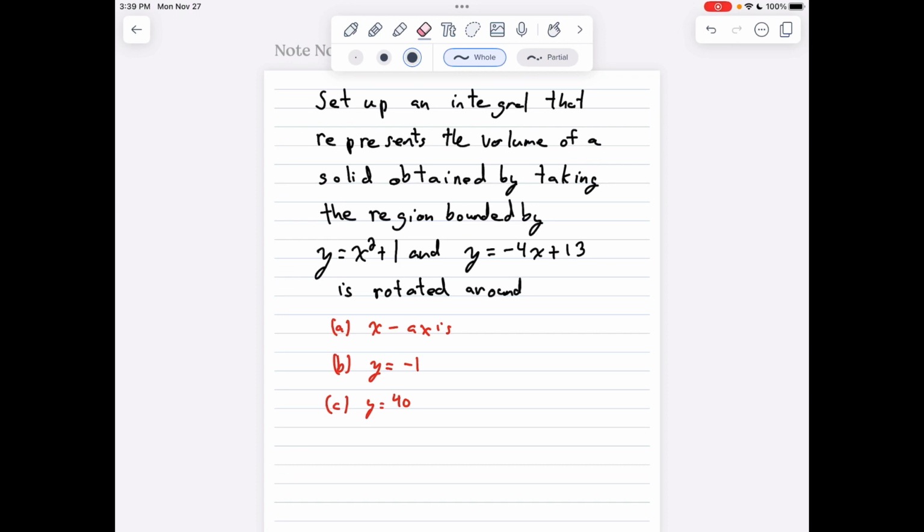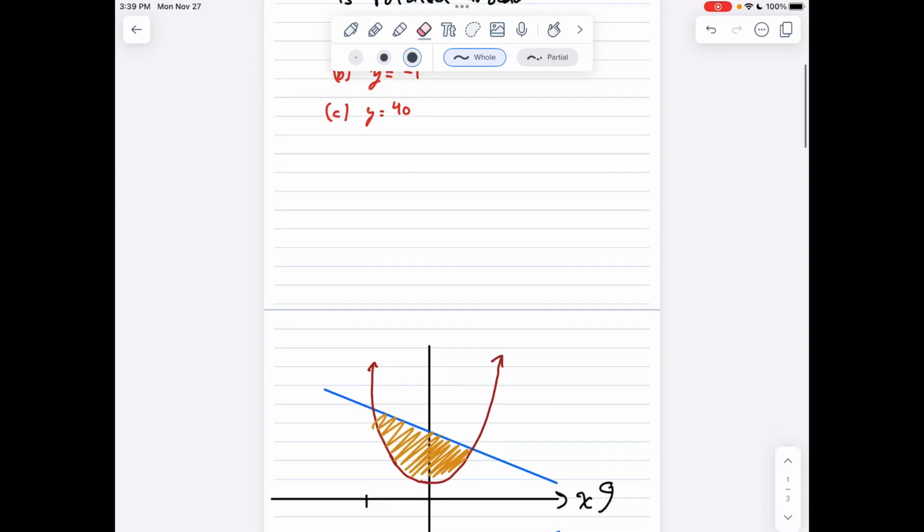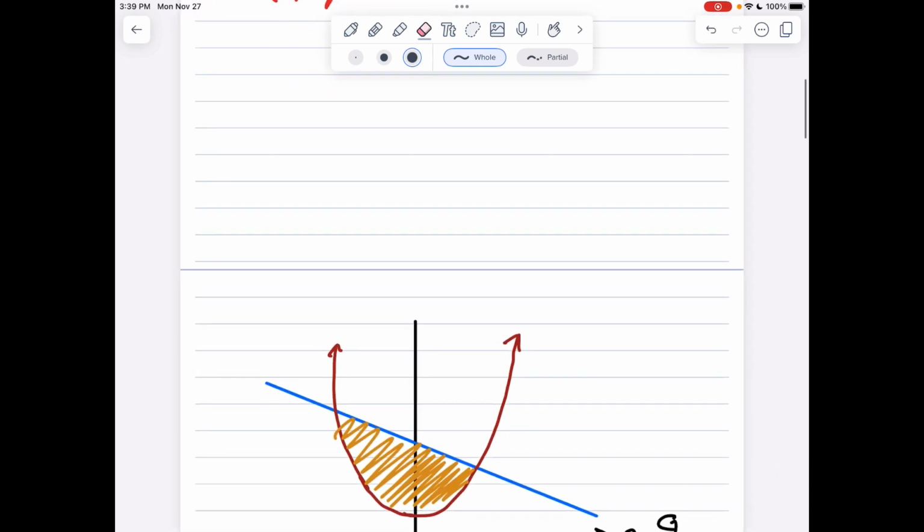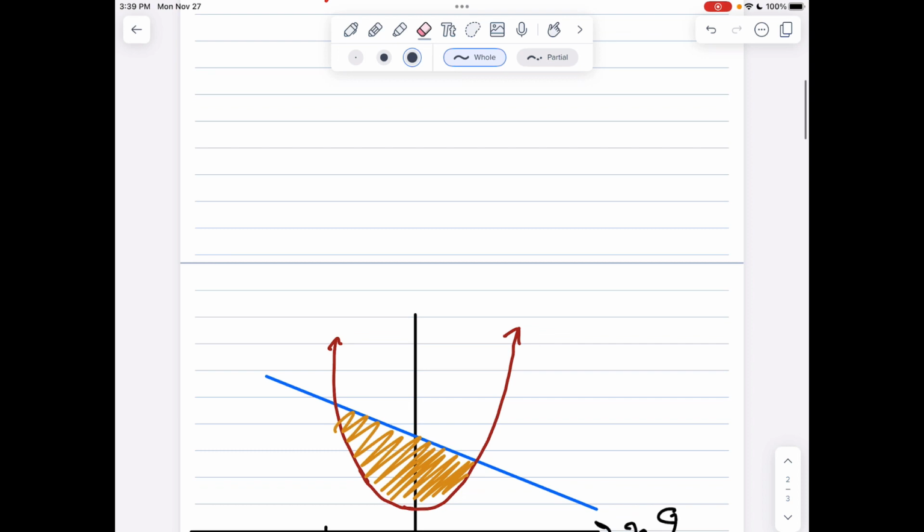So first of all, let's draw out the picture that we have when we take a look at these two graphs and we graph them. So the straight line, that's minus 4x plus 13 in blue, and the red graph is the x squared plus 1. That's a parabola. So if you graph those, and you just need like a rough sketch here, you get something along these lines. And the region that's bounded by these two graphs is what you see there in orange.